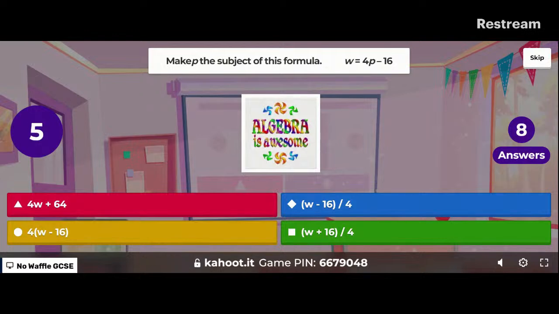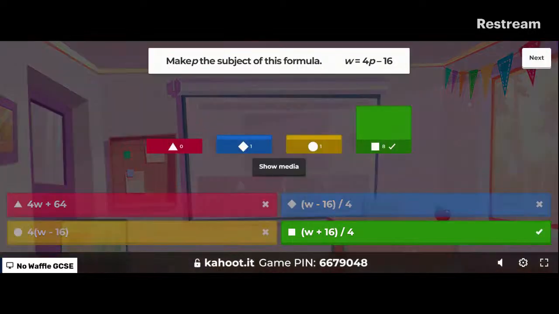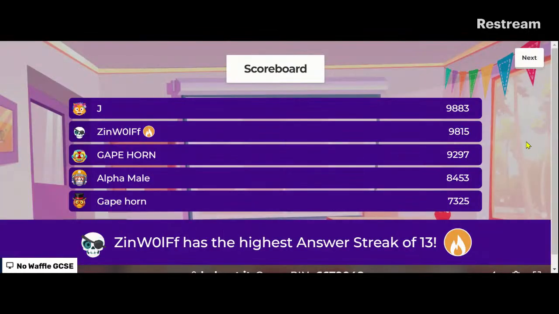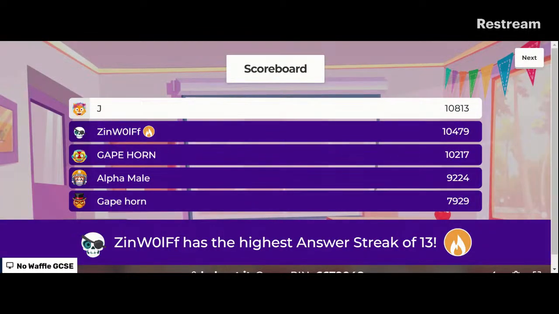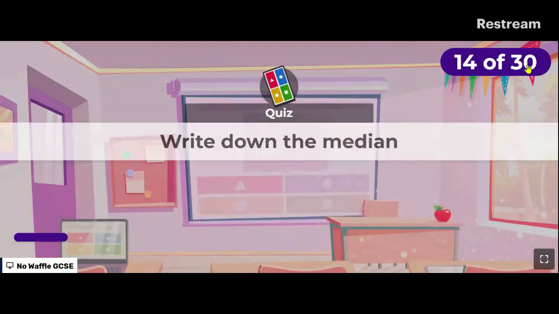Okay, so the stats. For the first game, Jay is at the top, FFF is second, well done, Jude is third, fourth is Nerd, and fifth is Ha Ha Ha. For the next game, you've got Rollis 7 at the top, Bob the Builder second, Chidimug making a comeback with 3 in a row, well done. Wizard 4.0 fourth, Ohio Sigma fifth, and with the third game, you've got Jay at the top, Zin Wolf second with the answer streak of 13, Gape Horn third, Alpha Male fourth, and another Gape Horn fifth.